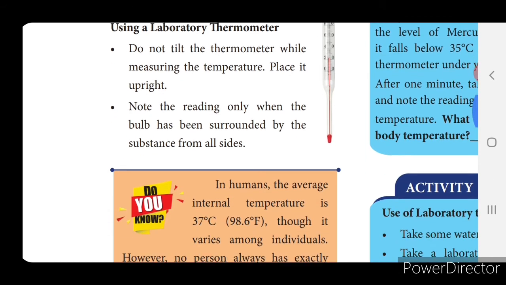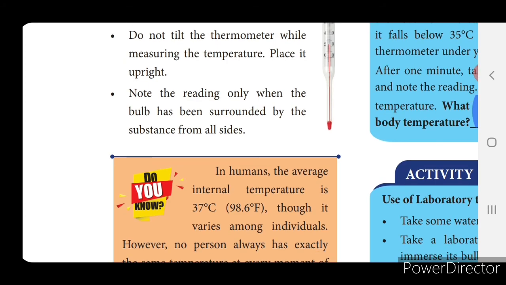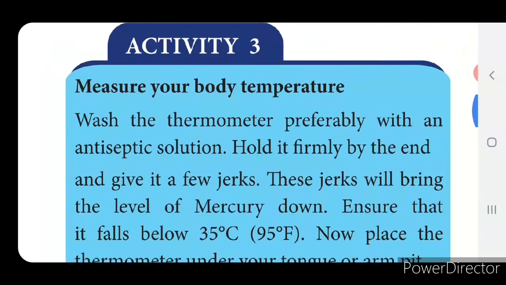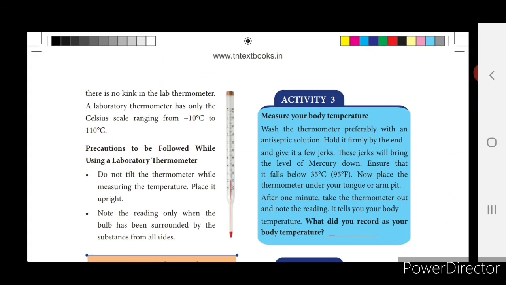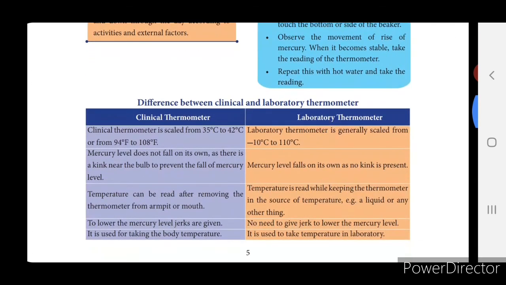So what are the precautions? Do not tilt the thermometer while measuring the temperature. Place it upright. Note the reading only when the bulb is surrounded by the substance from all sides. Okay children, the next important thermometer is the digital thermometer. But first, we'll see the difference between clinical and laboratory thermometers.